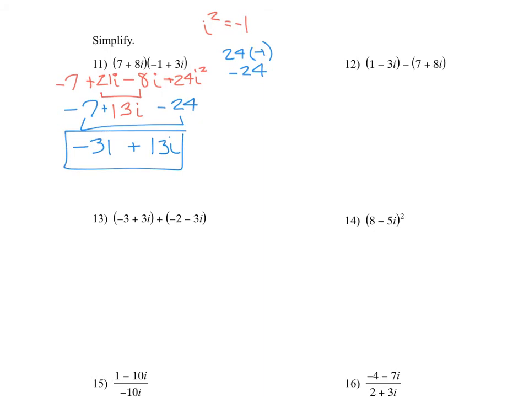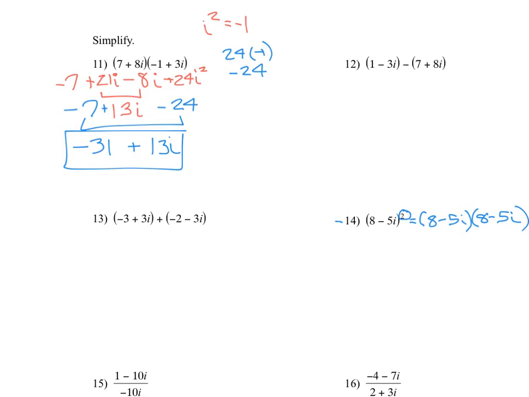Now number 14 is going to be very similar to this, except the beginning is written a little differently. So just remember that when we have this squared on the outside, that means we're doing 8 minus 5i times 8 minus 5i. All right, you're going to do the same process.